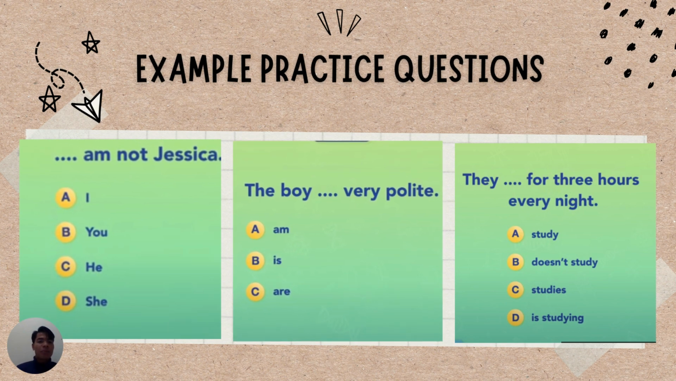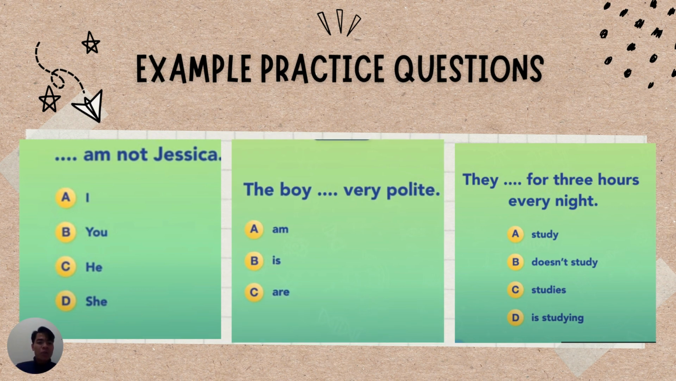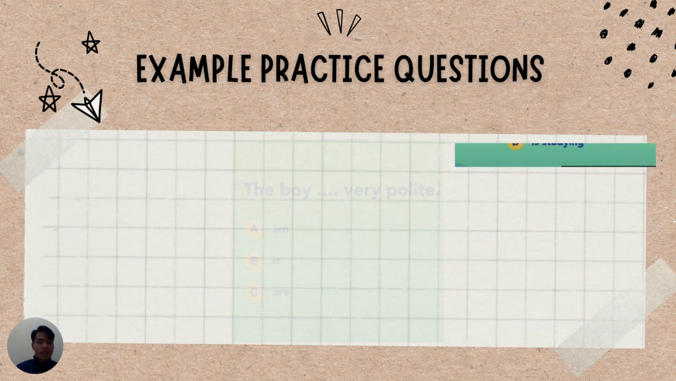Okay, now example practice questions. There are three questions. Which one will be the correct answer? For example, number one, I'm not Jessica, with options A, B, C, D. I give you one minute to answer, and after that let's check together what the correct answer is. I believe you all have answered. Okay, let's check.